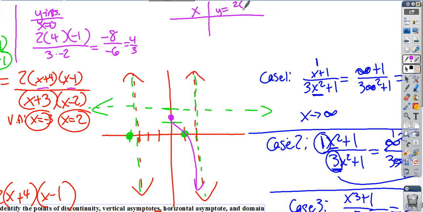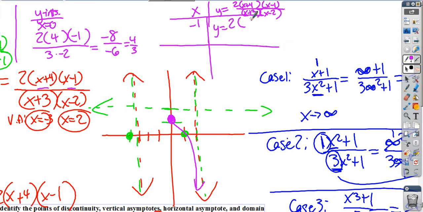Okay, so we have 2 times x plus 4 times x minus 1, and that's all going to go over x plus 3 times x minus 2. So we want to pick a point that is to the left of x equals 0. Let's just pick -1. When we plug in -1, we'll get y equals 2 times -1 plus 4 is 3. -1 minus 1 is -2, and the bottom is going to be 2 times -3.